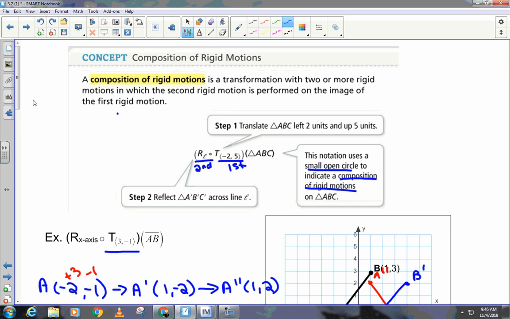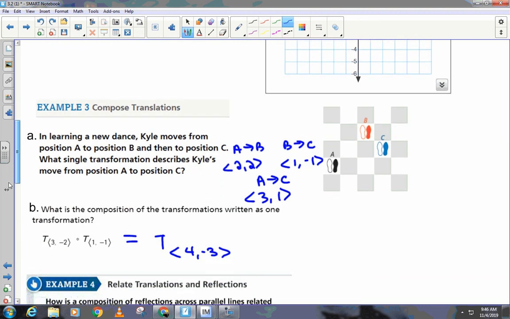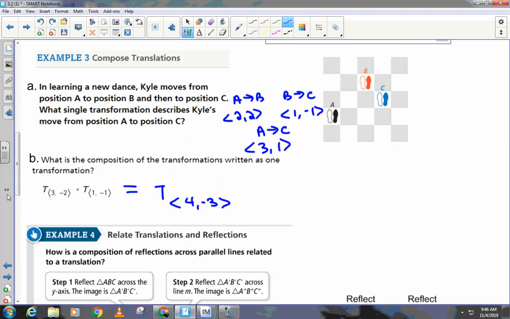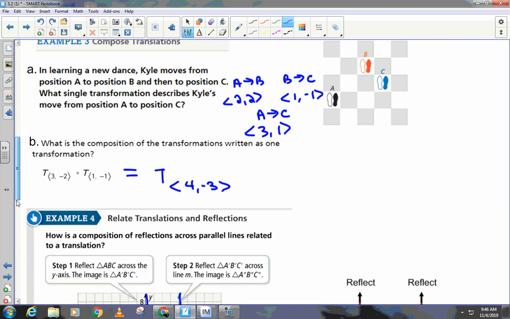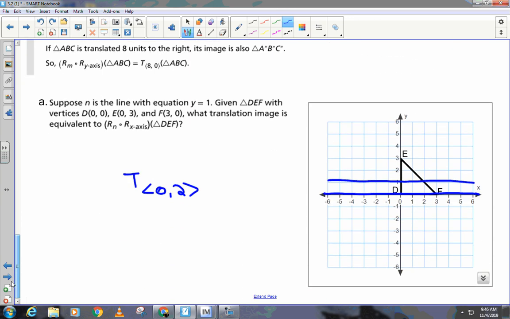And then what happens when you do two translations in a row? You can put them together for one translation. What if you do two reflections over a pair of parallel lines? Then it's a translation. And how far do you translate? Double the distance between the parallel lines, right? And I think that was it.